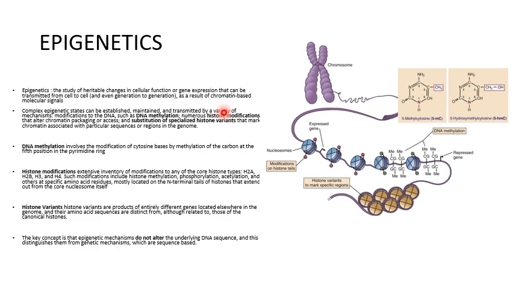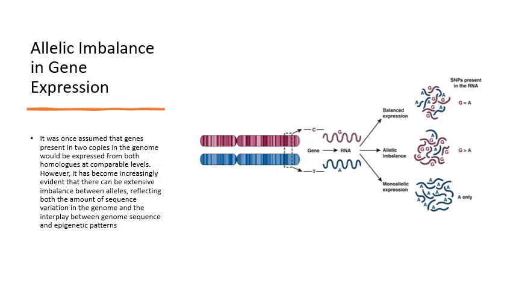Therefore, the key concept is that the epigenetic mechanisms do not alter the underlying DNA sequence. The DNA sequence will remain the same code. They will not alter the basic frame of it, but rather there are some other mechanisms that establish this epigenetic status and maintain and transmit it, and the most famous ones are DNA methylation, the histone modification, or the histone variants.